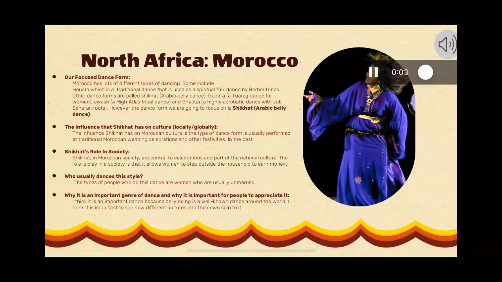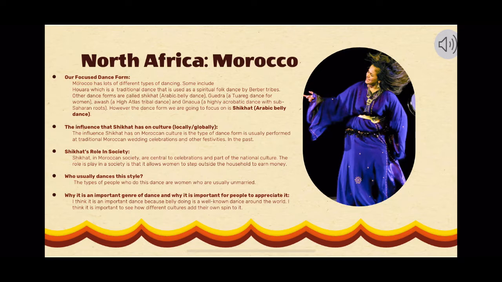Morocco has lots of different types of dances. Some include Hawara, which is a traditional dance that is used as a spiritual folk dance by Berber tribes. Other dance forms are Shakat, which is an Arabic belly dance, Guedra, a Tuareg dance for women, Awash, a high Atlas tribal dance, and Guanawa, a highly acrobatic dance with sub-Saharan roots.